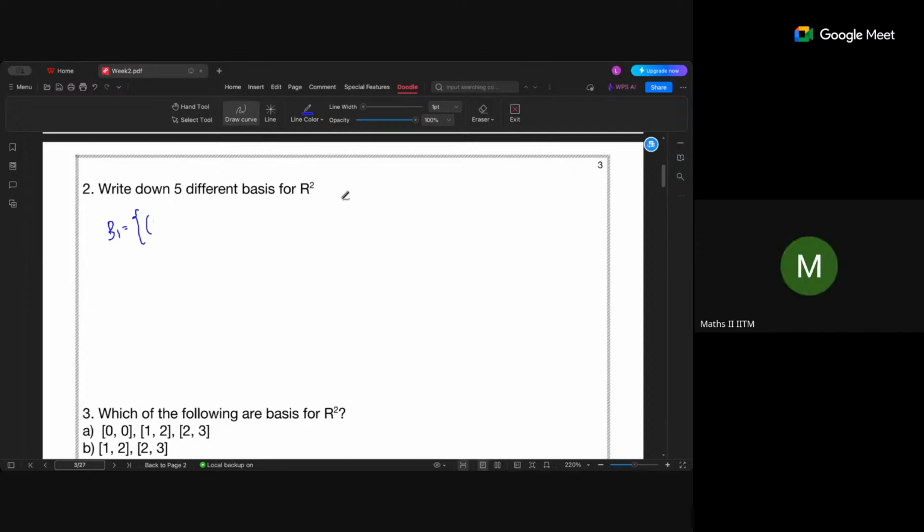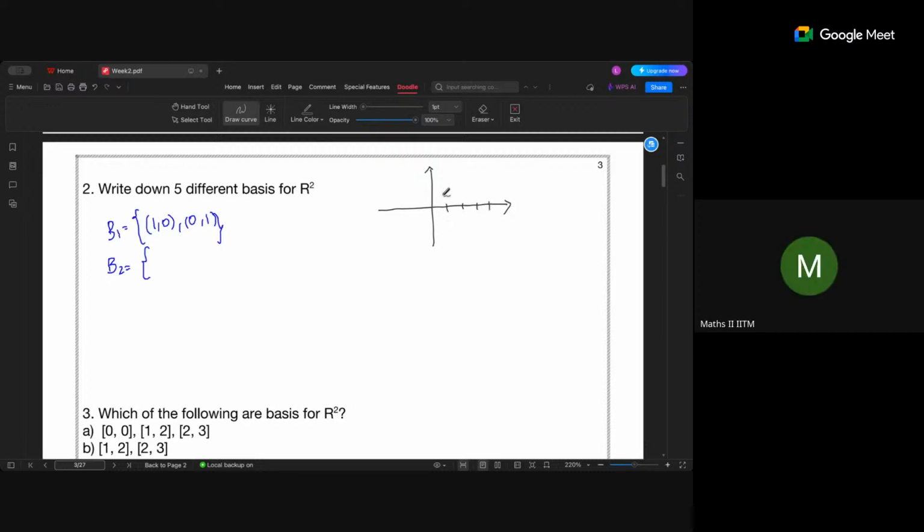See, now we have moved to a different problem, R2. Canonical one, like (1, 0) and (0, 1). Then any 2 vectors. Suppose, this is not related to the previous question. This is a completely different one. Okay, so let us say (2, 4) or (8, ...).